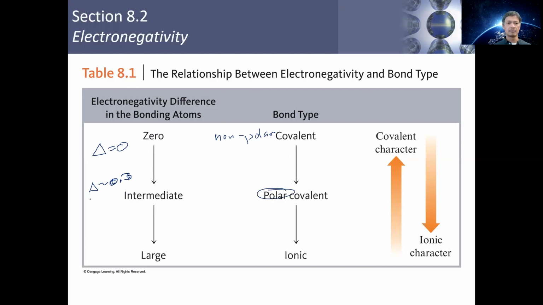The larger the difference here, the greater the polarity of the bond is going to be, so that when we get to an electronegativity difference that is greater than roughly 2, then we can call that bond an ionic bond. You can think of an ionic bond, like we said, as an extremely polar bond.